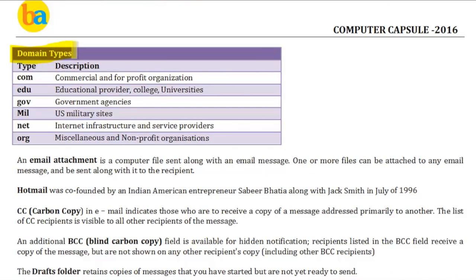Now, in this table, you can see some domain types. They can ask you in an examination that .gov is an abbreviated domain type for what? And the answer is government agencies. Likewise, there is .com, which is for commercial and profit organization, and .edu for educational provider, .mil for US military sites, .net for internet infrastructure and service providers, and .org for miscellaneous and non-profit organizations.